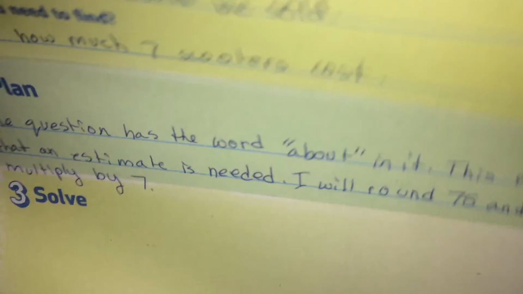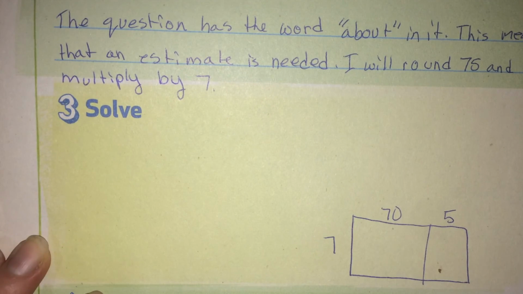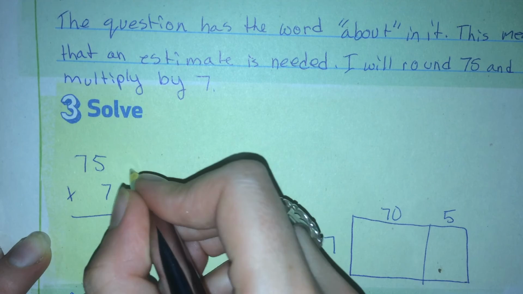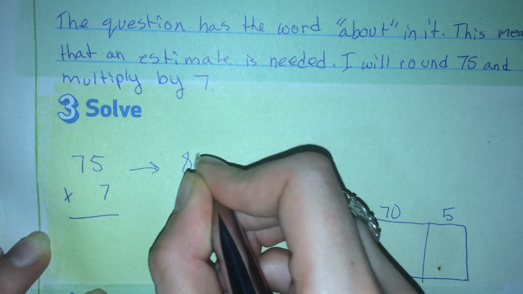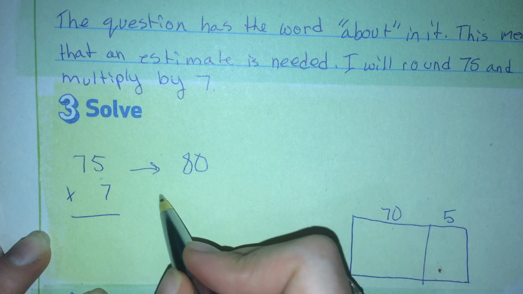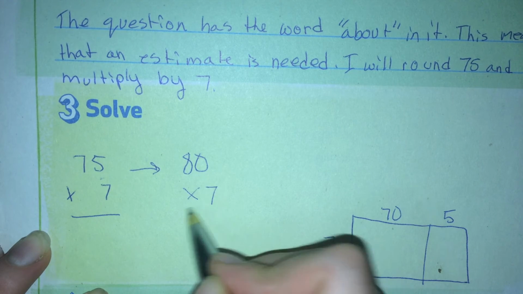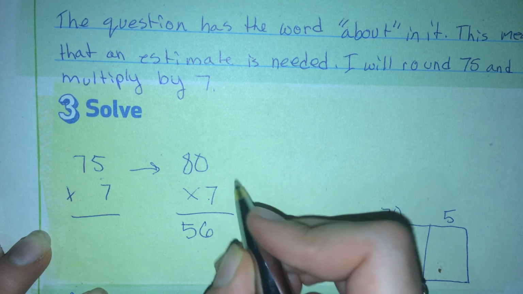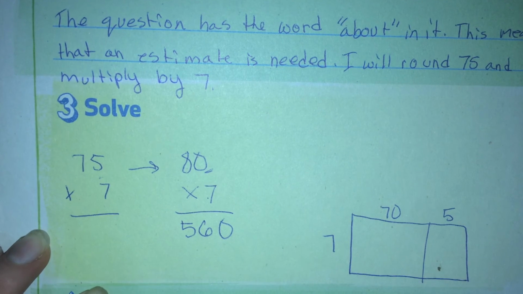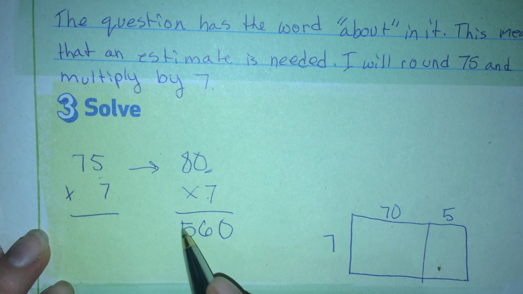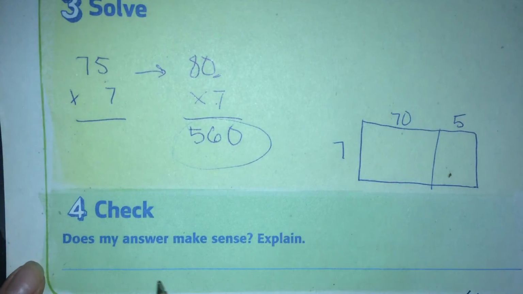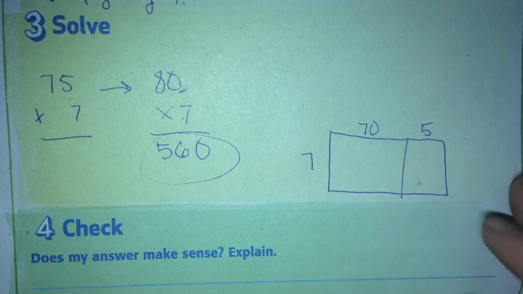Okay, solve. Okay, so to solve, I said I was going to round, so 75 times 7, but 75 would go to 80. It's 5 and up, push it up. So 80 times 7. And I know from my math facts that 8 times 7 is 56, and keep that 0. Okay, so it's 560 is going to be my estimate, okay? And how it wants me to check, so I just want to check by finding the exact answer.